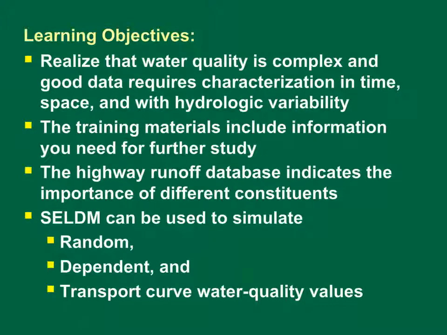In this module, we will learn that water quality is complex and good data requires characterization in time, space, and with hydrologic variability. We'll also learn that the training materials include information you need for further study. The highway-runoff database indicates the importance of different constituents, and the Stochastic Empirical Loading and Dilution Model can be used to simulate random, dependent, and transport curve water quality values.